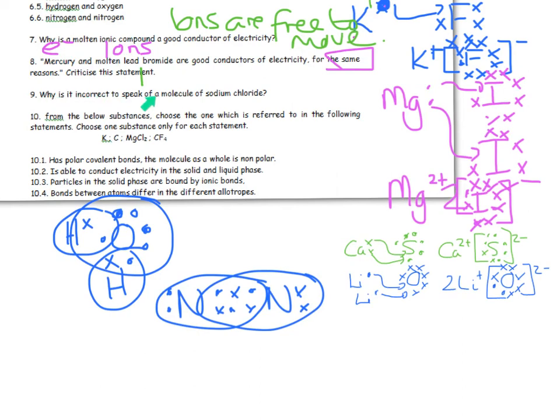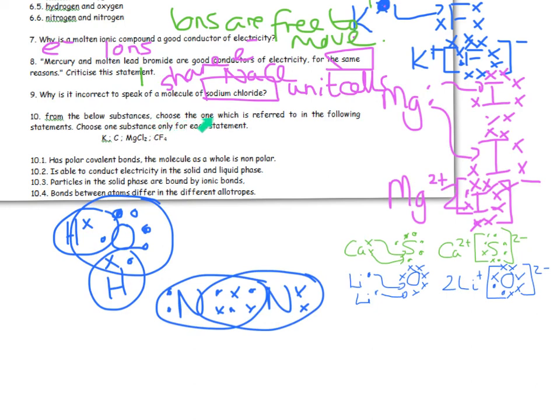Why is it incorrect to speak of a molecule of sodium chloride? Molecules result from the sharing of electrons, whilst in sodium chloride the electrons have been transferred. So sodium chloride is actually made up of unit cells, and it is an ionic lattice. And the NaCl is just the ratio of the lattice, 1 sodium to 1 chlorine. It's not actually a molecule.